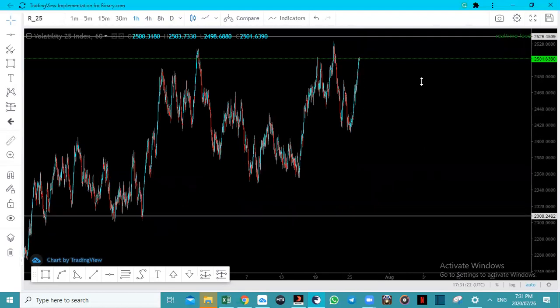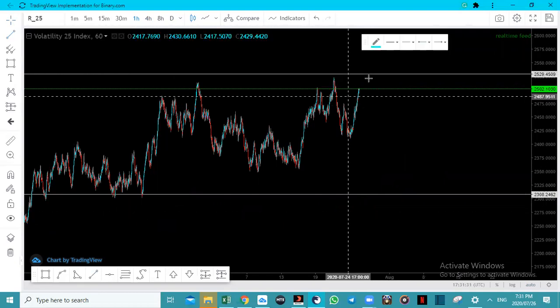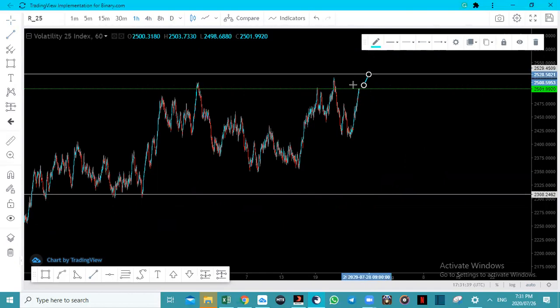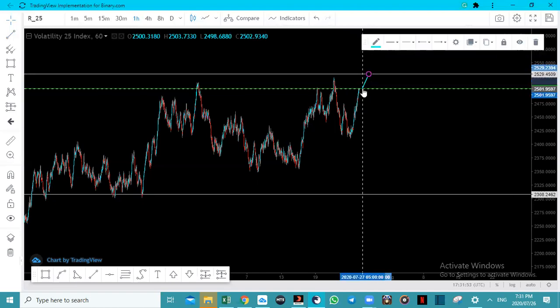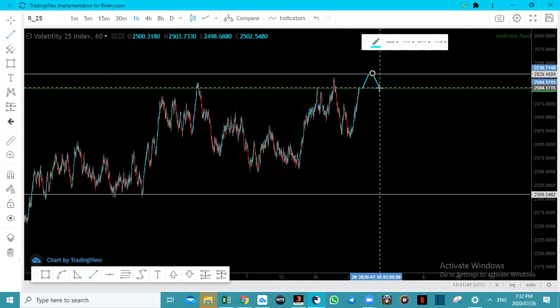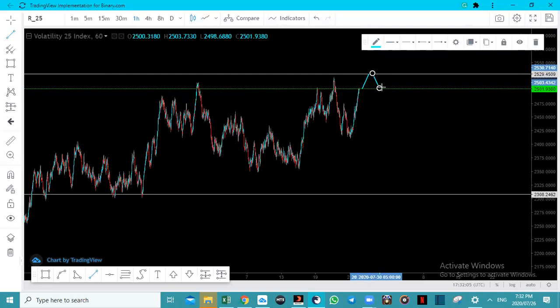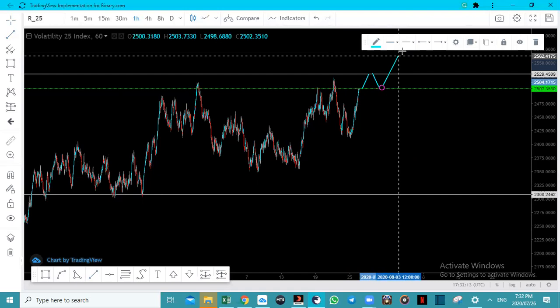Okay, so as you can see, price is approaching this level. What I would be looking for in this situation is for price to do something like this: come up, test that level, come back down, and probably form some sort of trap for buyers here. You can see the double top like that, and price resumes up.